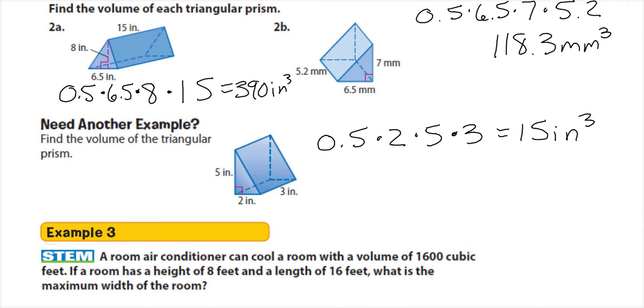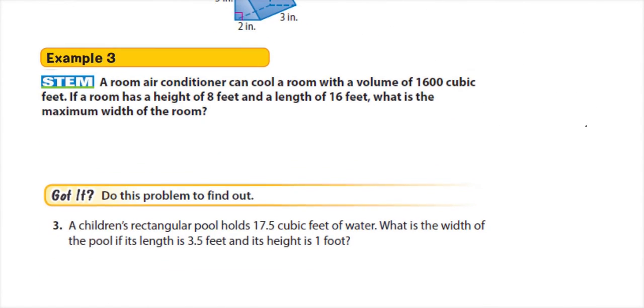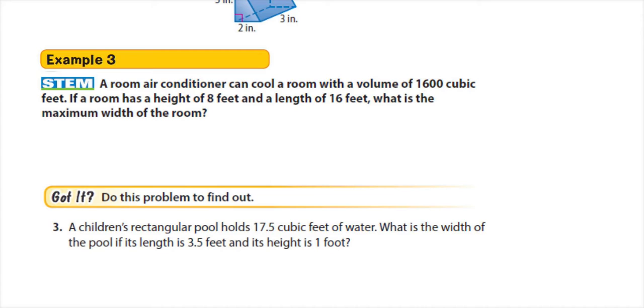So let's try number 3. We got a STEM question for all you STEM people out there. If you don't know about STEM, it stands for science, technology, engineering, and mathematics. So basically it's a question where they mix everything together. It says a room air conditioner can cool a room with a volume of 1,600 cubic feet. If a room has a height of 8 feet and a length of 16 feet, what is the maximum width of the room?